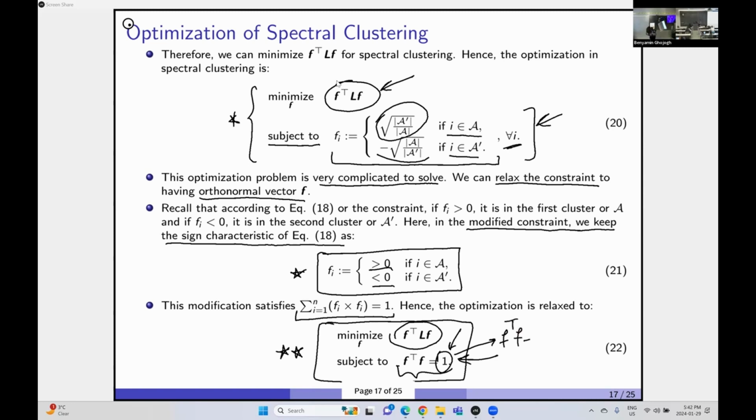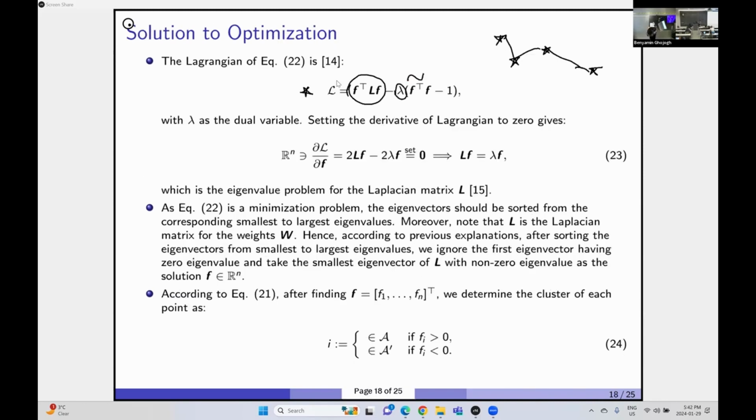So it will be F transpose F minus 1 equals 0. So far clear? Now I want this to be 0. Basically, I want to minimize this part. So that's why I can add it with some weight. I add this part to the actual cost, and then I minimize the whole thing.